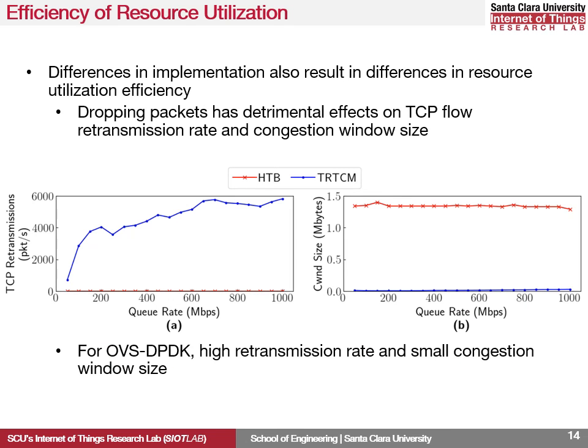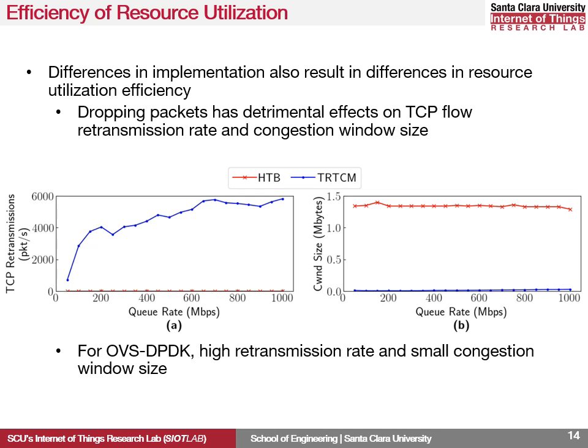On the surface, OVSKP and OVSDPDK's rate control mechanisms accomplish the same goal: limit the rate of traffic that is sent to the egress NIC. However, the differences in implementation also have significant implications for resource utilization efficiency. When OVSDPDK drops all of the packets that are in excess of the allocated queue rate, this has a detrimental effect on the retransmission rate and congestion window size of TCP flows. For example, for a 500 megabit per second queue, the retransmission rate is greater than 10%.